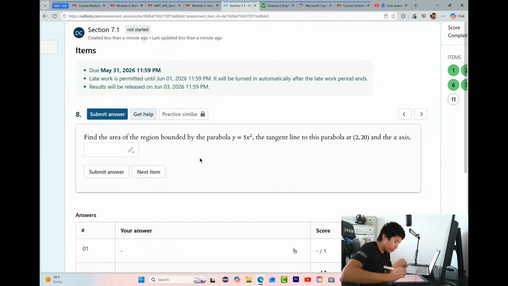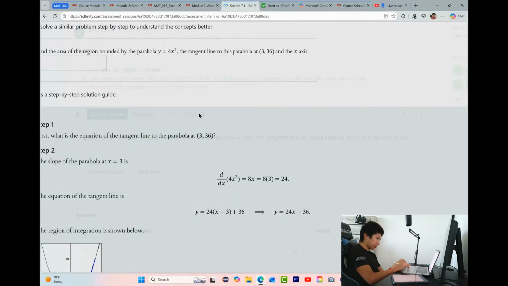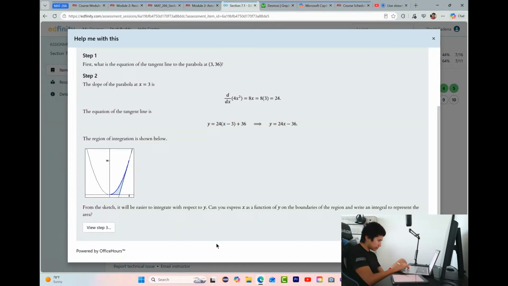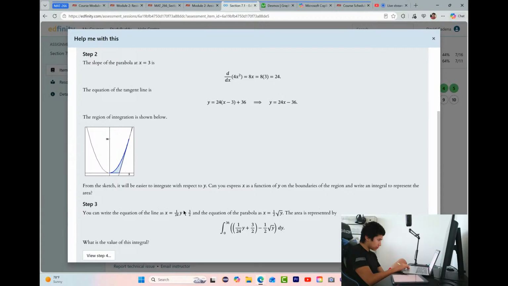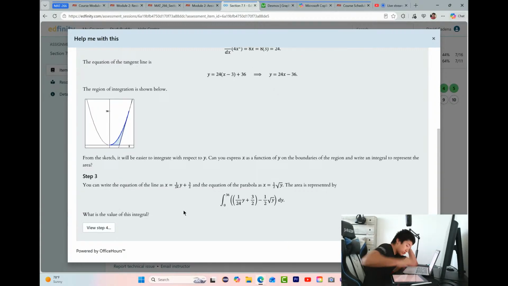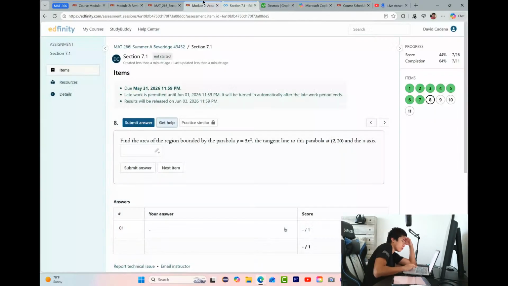Hold on, so what are the three? So we have y equals 5x squared, y equals 20x minus 20, and we have x equals 0. Now, what in the world is next? Let's get some help because our brains just can't handle it. Okay, bro, why did I forget everything?